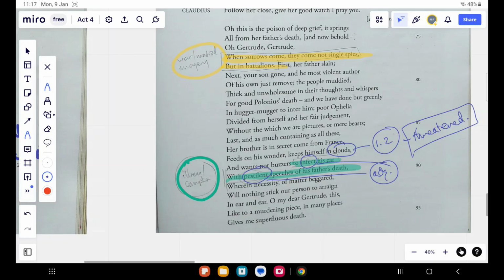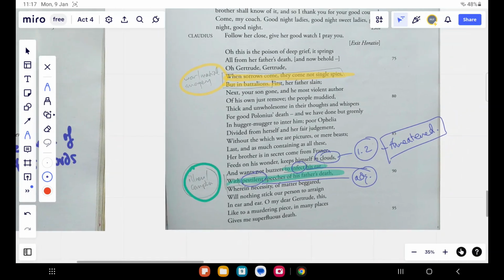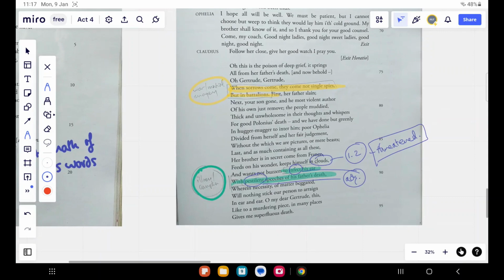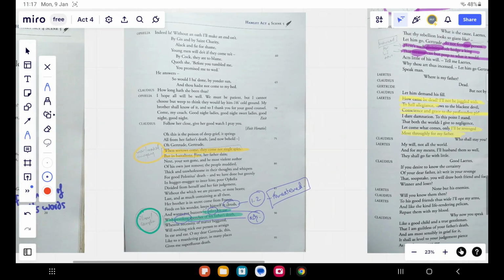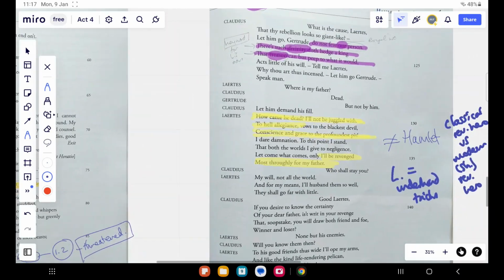Oh, my dear Gertrude, like to a murdering piece, in many places gives me superfluous death. He's liable to be accused of the crime from various sources, and so he has many ways that he could die.